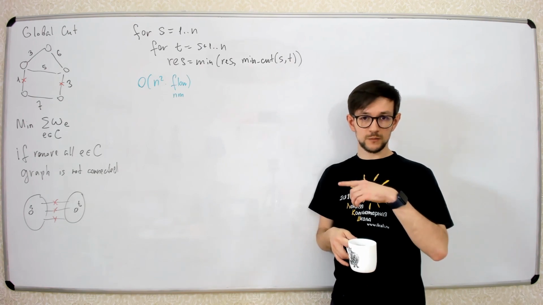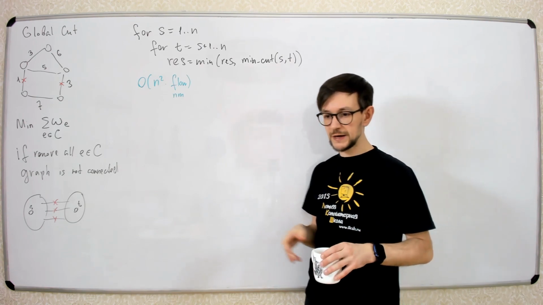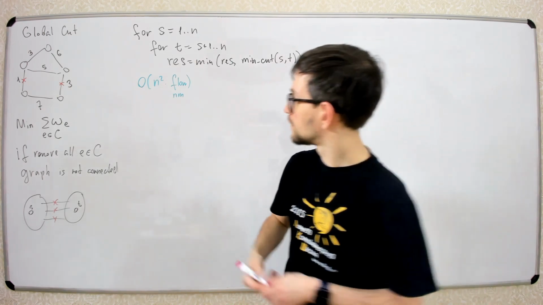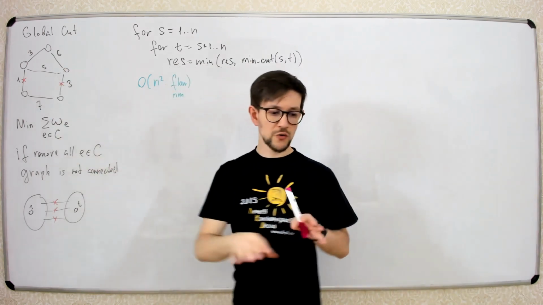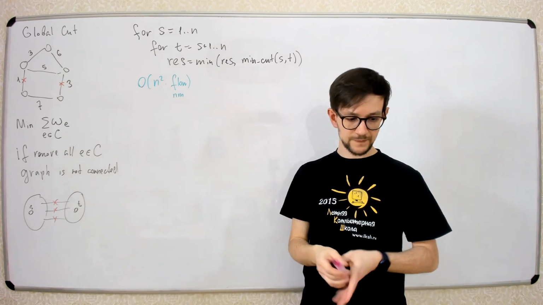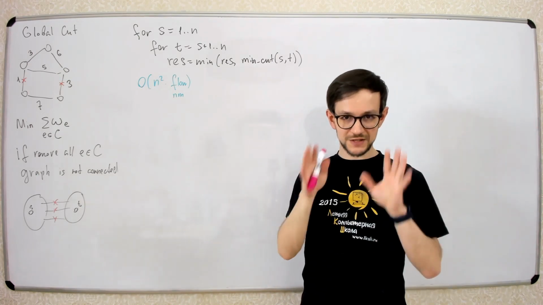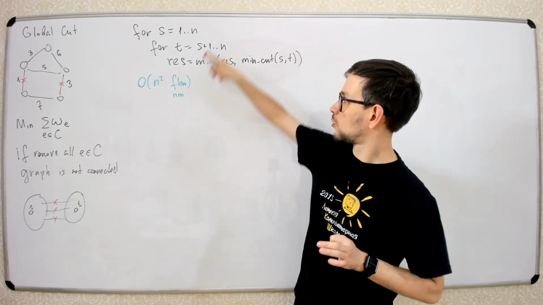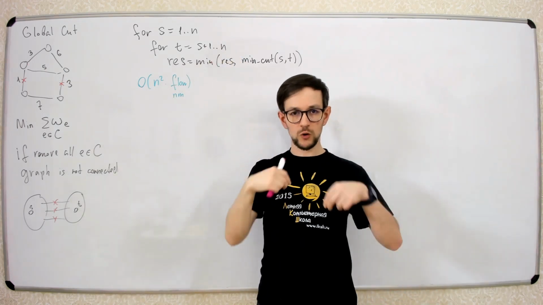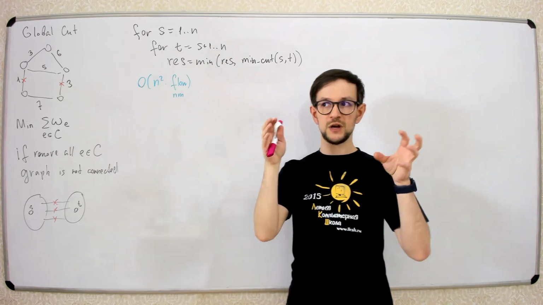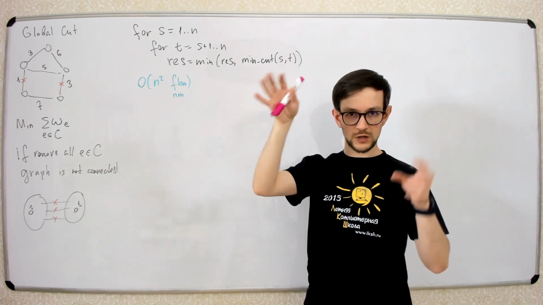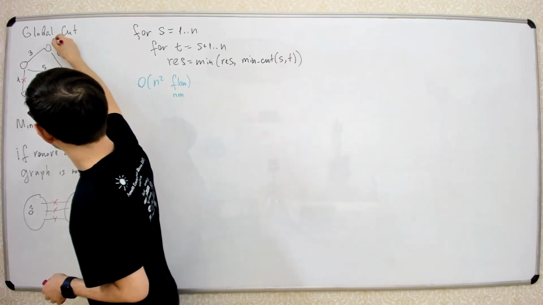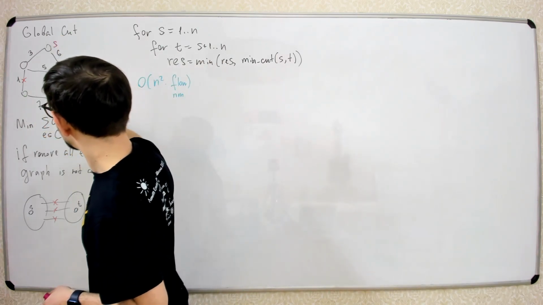Again, in this algorithm, we try to select all possible pairs of nodes. So there is some minimal cut, and we want to iterate over all pairs. If we remove all edges from this minimal cut, the graph will be split into two connected components. So we try to find some node in this connected component S and some node in the other connected component.